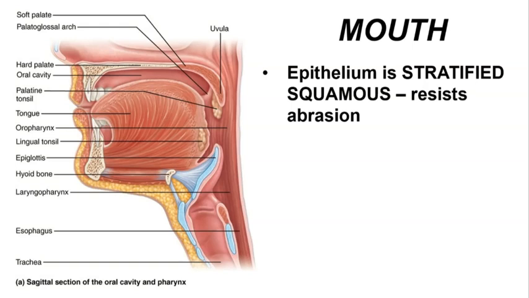The mouth is the space that is located between the lips, the cheeks, the palate, and the tongue. The epithelium that lines the mouth is a stratified squamous epithelium. So we see that this is an appropriate epithelium for the mouth because it's a tough epithelium that helps to resist abrasion.